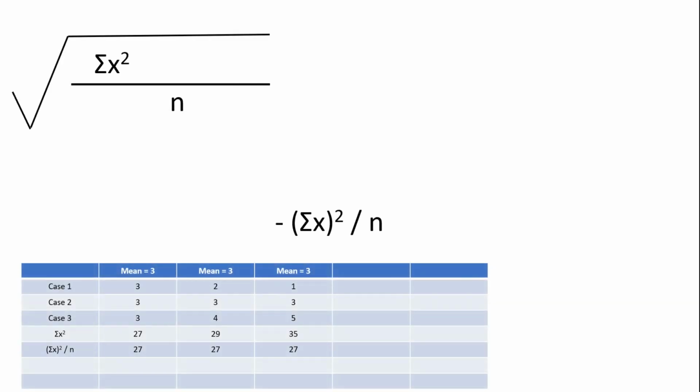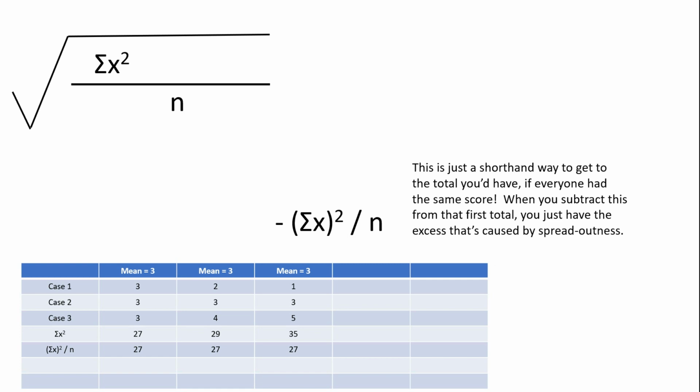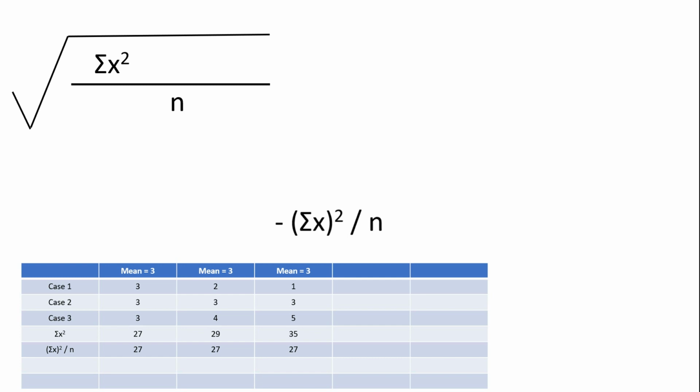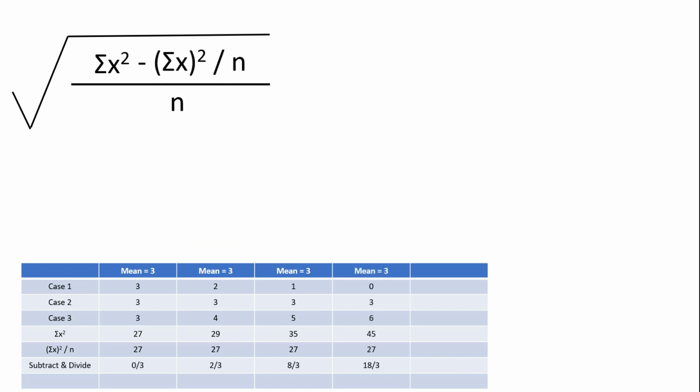Okay, so this seems to be just a shorthand way of deriving the total I would have gotten if everyone had scored the average, if there was no spread. So when I subtract this out from the first term, I'm left with just the excess due to how spread out the group is. Okay, so let's put that back. And the rest is easy, so divide by n. So we've got 0 thirds, 2 thirds, 8 thirds, 18 thirds on the bottom line of that table.